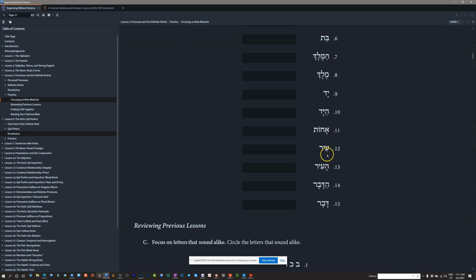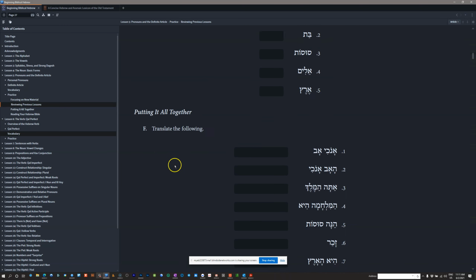All right, number 12, we have Ir. Ir is the word for city or town, and Ha'ir would be the city or the town. Again, Ir could be a town or a city as well. Number 14, we have Hadavar. Hadavar is the word. Davar is word or matter or thing or a thing. Hadavar could be the thing or the matter or the issue, something like that. All right, so that's section B.